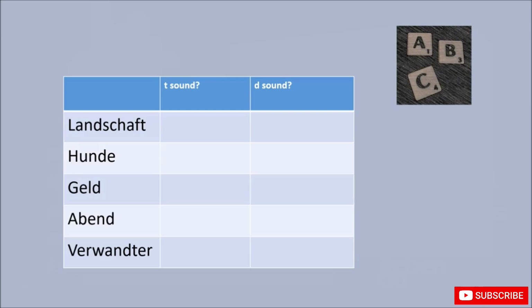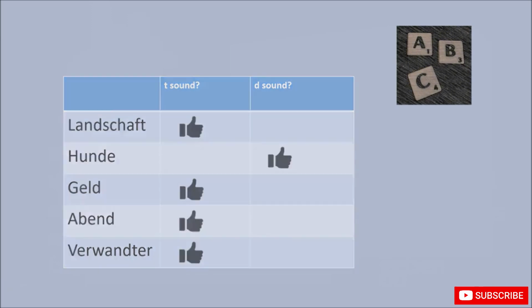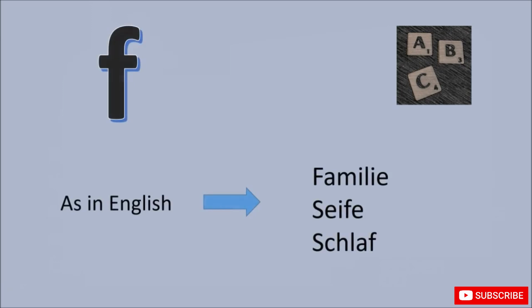And this is what these words sound like. Landschaft, Landschaft, Hunde, Geld, Abend, Verwandter. F, that's as in English. Familie, Seife, Schlaf.